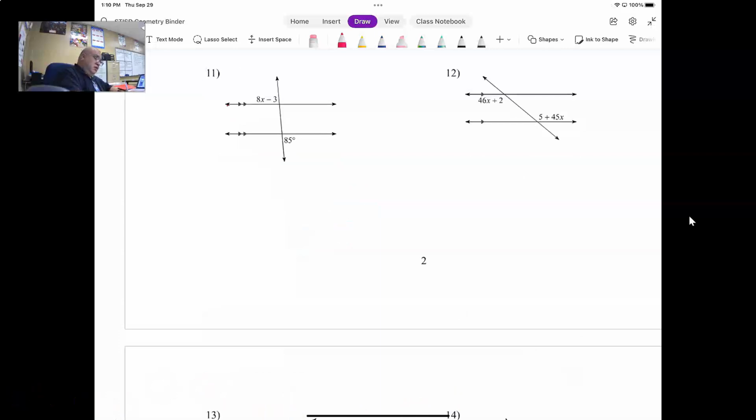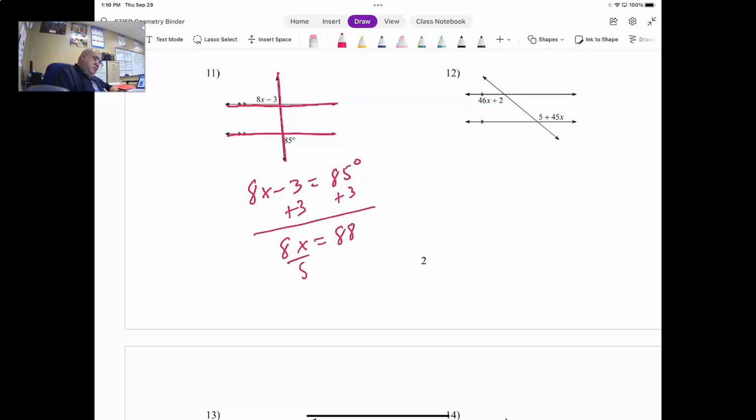Okay, once again for number 11, if two lines are parallel and they're cut by a transversal, then we know alternate exterior angles are congruent. So you have 8x minus 3 equals 85. You add 3 to both sides. So you have 8x equals 88. Divide by 8. So x equals 11. Remember, if these two lines are parallel, then alternate exterior angles are congruent.